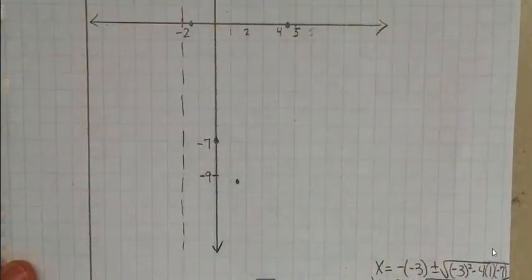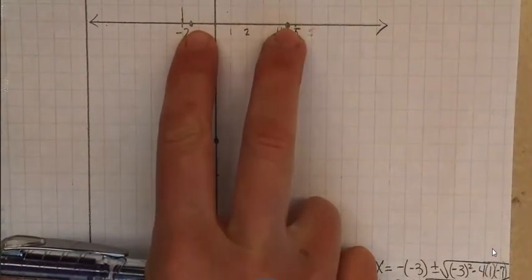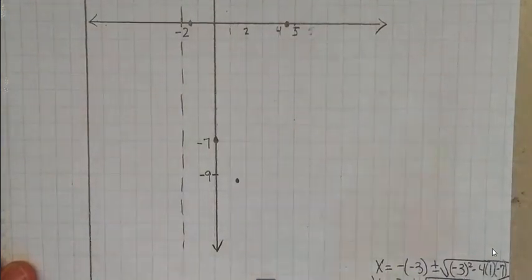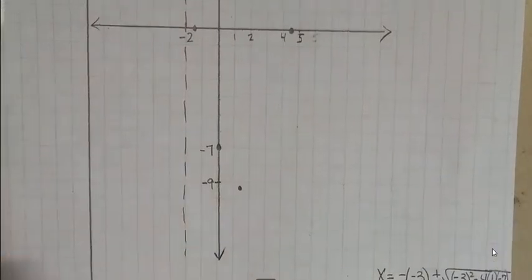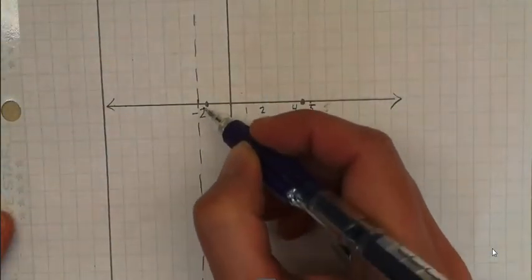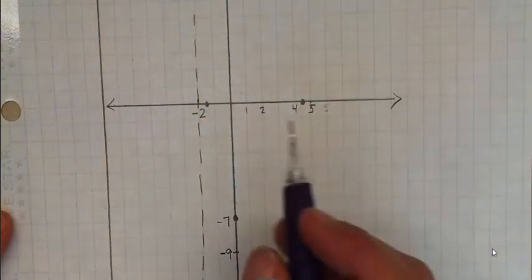Now, if I had a hard time figuring out that halfway between these two x-intercepts is 1.5, then I could also do x equals negative b over 2a to find the x value of my vertex or my axis of symmetry. And I think I should get one more point here. This parabola is going to come up and it's going to touch the other asymptote. So I need to figure out where it touches the other asymptote.